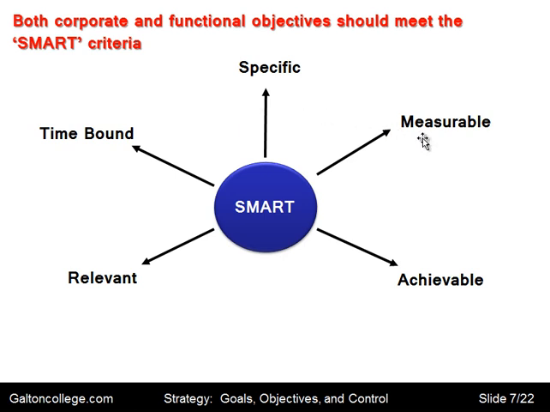M in SMART, well, measurable. It's important that the outcomes are measurable. Otherwise, no one will know if they've been achieved or not. We can only say something's been achieved if we knew what was required and whether what was done matched what was required. It has to be measurable. That's the M. A for achievable. If the objectives are not achievable, no one's going to try.